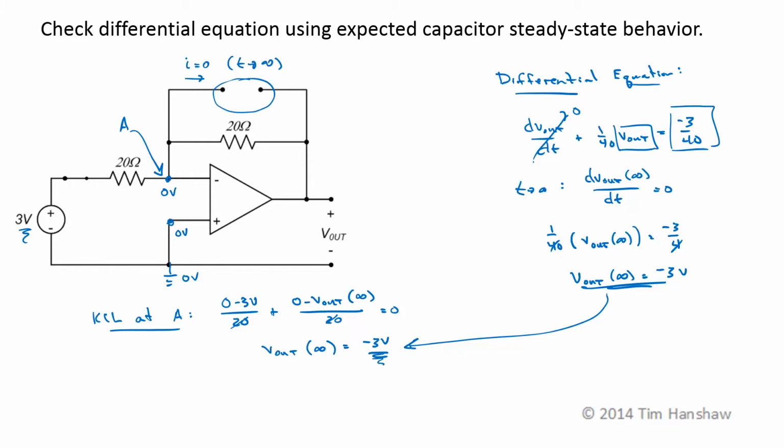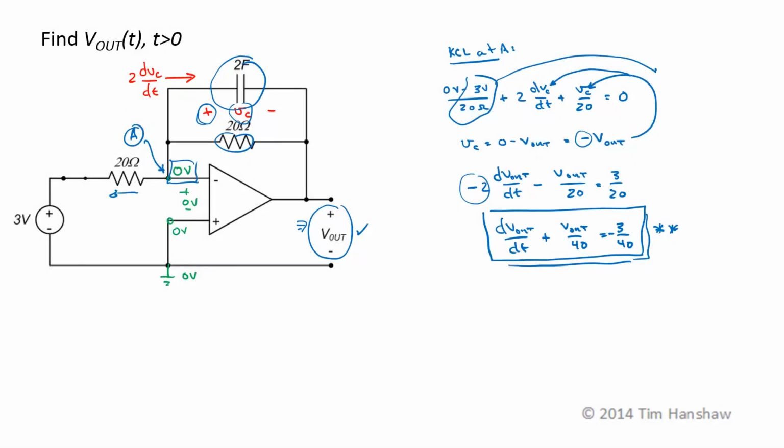So let's go ahead and proceed with the solution. If this is our solution, the term multiplying V out with this multiplicative factor being 1 is 1 over tau. So 1 over tau is equal to 1 over 40, and tau is equal to 40 seconds. We've already decided that the form of the solution was going to be V out of t is equal to k1 e to the minus t over tau plus k2. So now we know that tau is equal to 40 seconds.